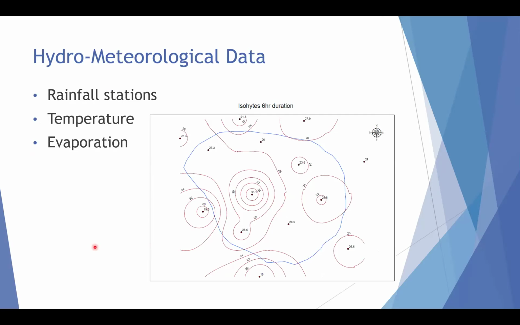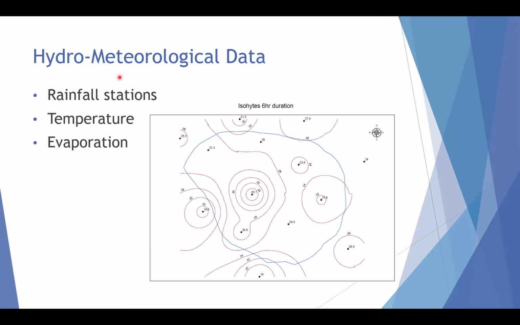Then the next thing we require is hydrometeorological data. You know that in a hydrological model, the forcing input is rainfall. So we need the rainfall, the location of the rainfall stations and the rainfall data, and also the temperature and evaporation.